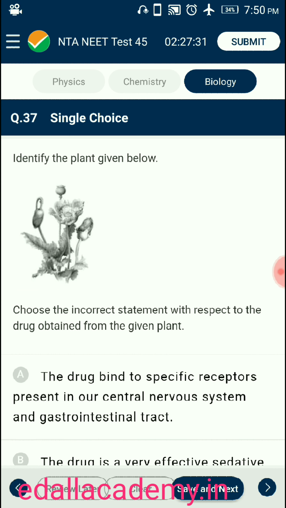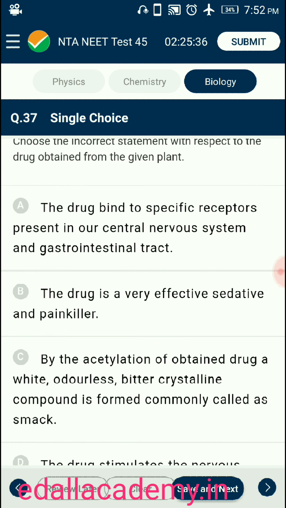Question number 37. Identify the plant given below. Choose the incorrect statement with respect to the drug obtained from the given plant. Heroin, also called diacetylmorphine, is a highly addictive morphine derivative that makes up a large portion of the illicit traffic in narcotics. Heroin is made by treating morphine with acetic anhydride. The resulting substance is 4 to 8 times as potent as morphine. Morphine is generally used as a painkilling drug.